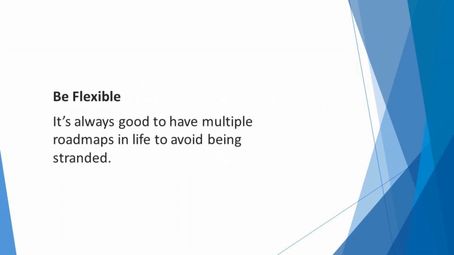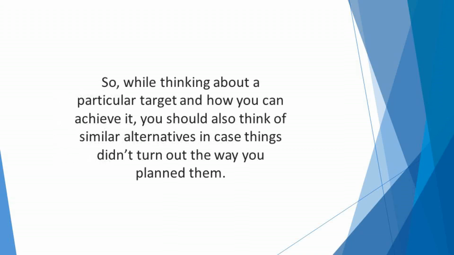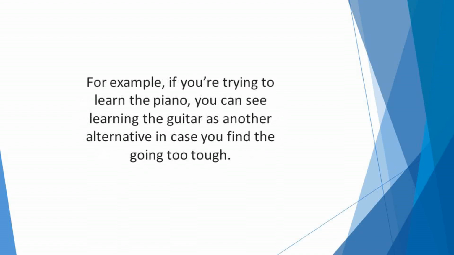Be flexible. It's always good to have multiple roadmaps in life to avoid being stranded. You cannot afford to be rigid because things don't always happen exactly as you want them. So, while thinking about a particular target and how you can achieve it, you should also think of similar alternatives in case things didn't turn out the way you planned them. For example, if you're trying to learn the piano, you can see learning the guitar as another alternative in case you find the going too tough.